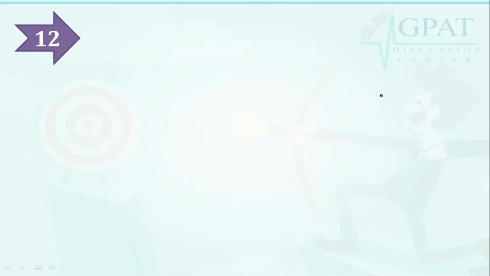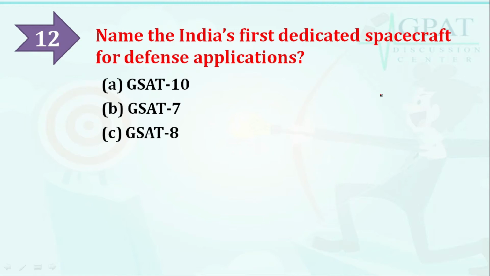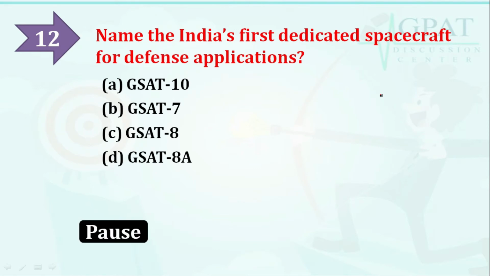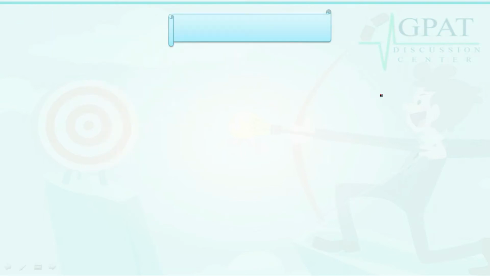So moving on to the next question, name India's first dedicated spacecraft for defense applications. Option A is GSAT-10, option B is GSAT-7, option C is GSAT-8, option D is GSAT-8A. So India's first dedicated spacecraft for defense applications, and the correct answer is GSAT-7. GSAT-7 is India's first dedicated spacecraft for defense application.